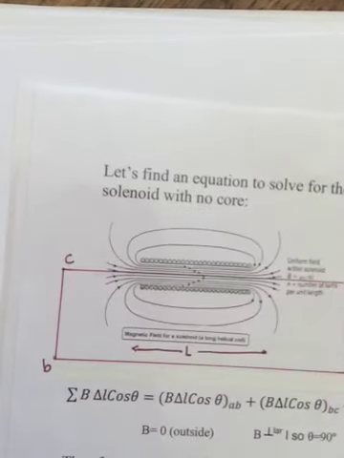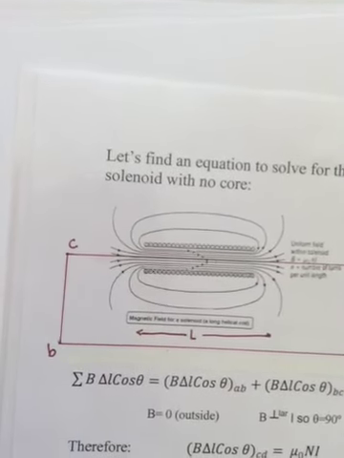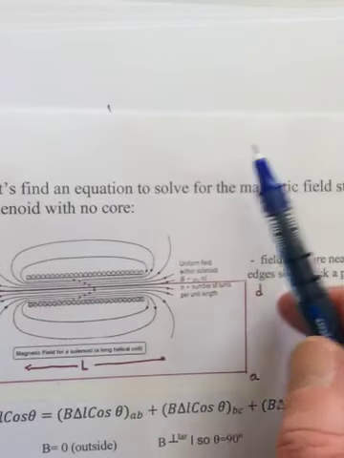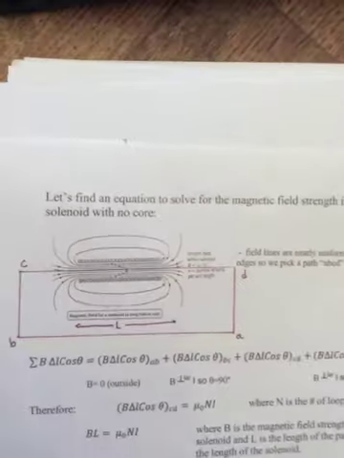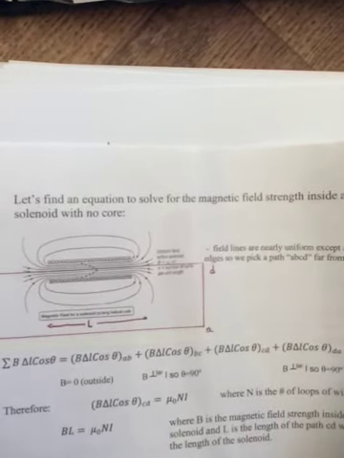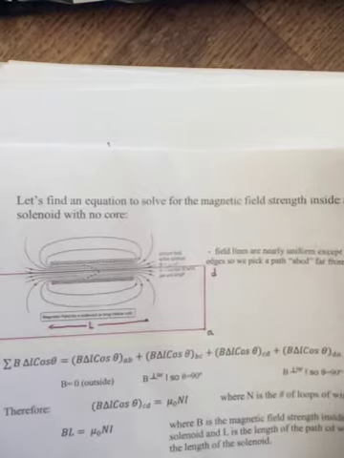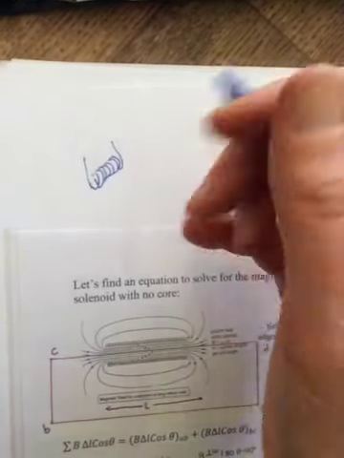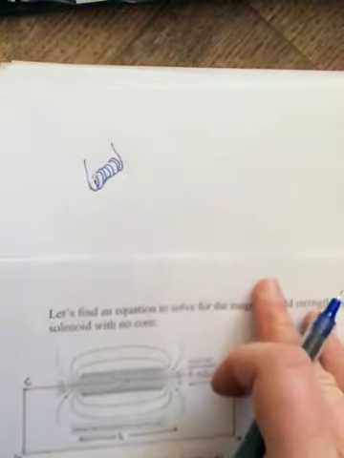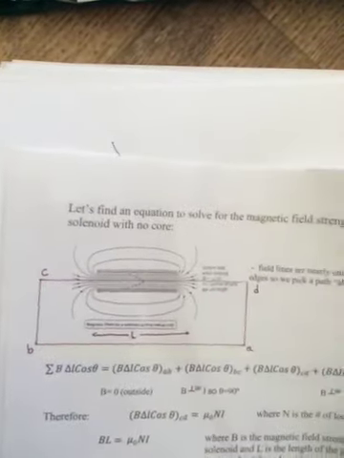Okay, but then I showed you how to use Ampere's general law to find an equation for the magnetic field inside a solenoid that has no core. So I attempted here to draw a solenoid that has no core. Okay, and we had derived the equation when the bell rang.